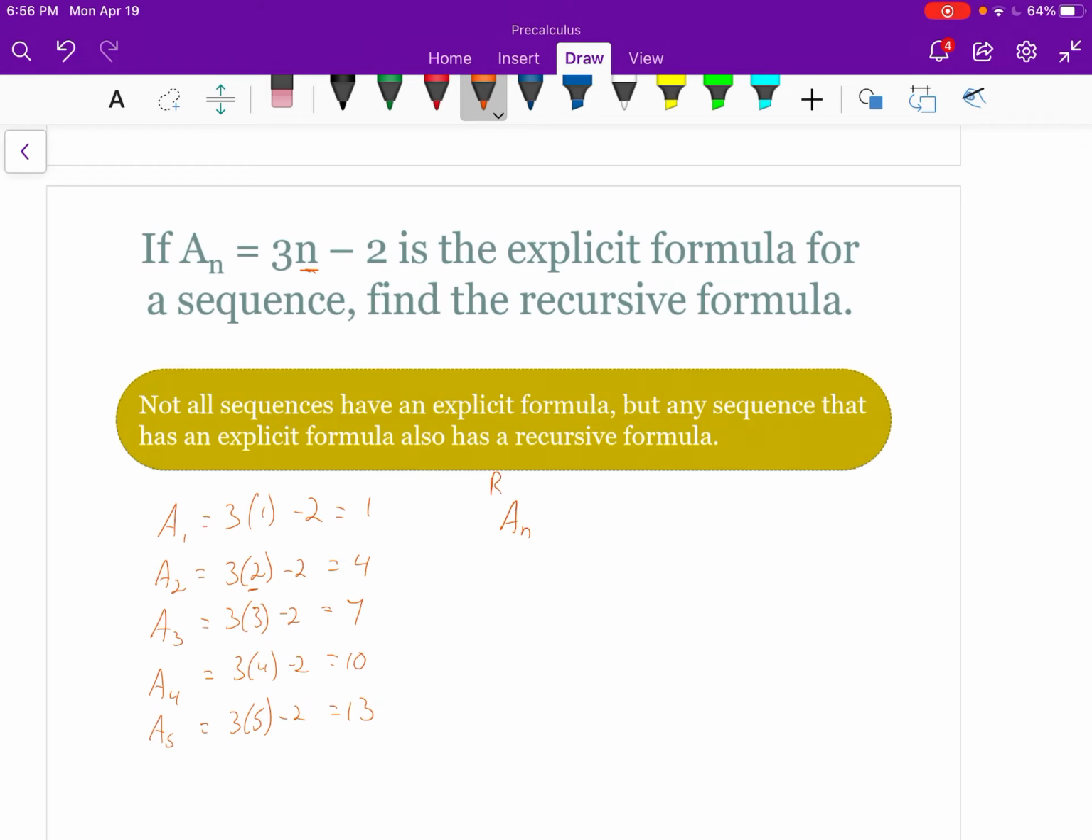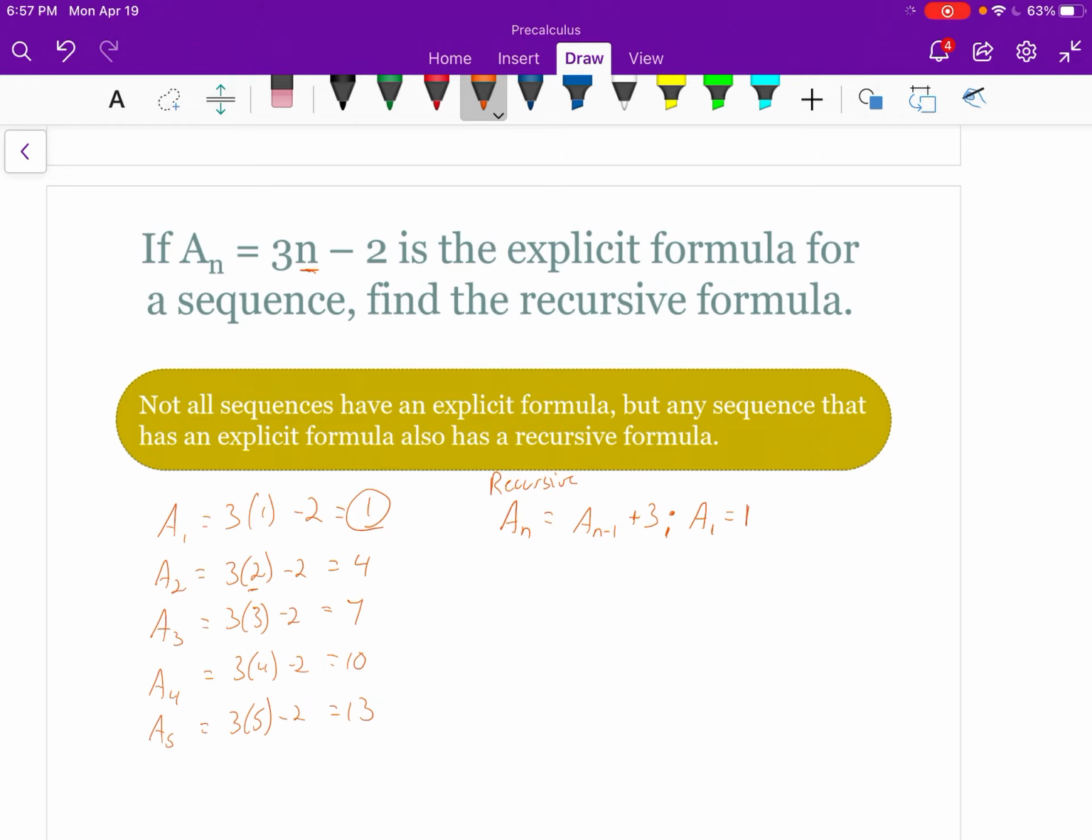So our recursive formula, to get our term that we want, we take the term before it. So we did this last class, a sub n minus 1. Make sure that n minus 1 is all in the subscript, and we add 3 to it. But remember, to write a recursive formula, we need to define the first term. So our first term was 1.